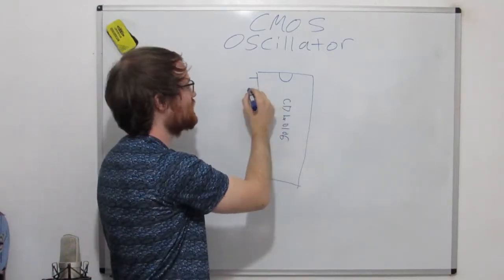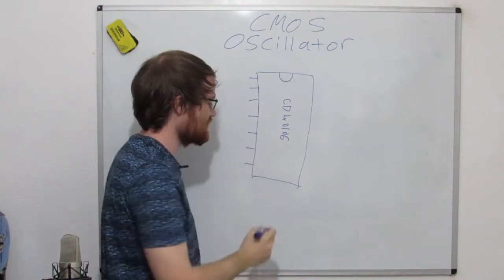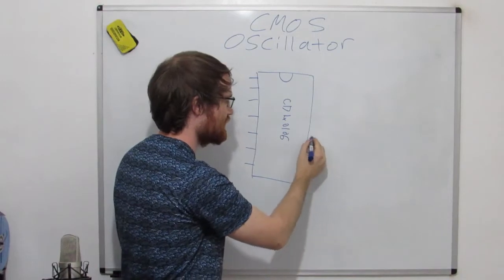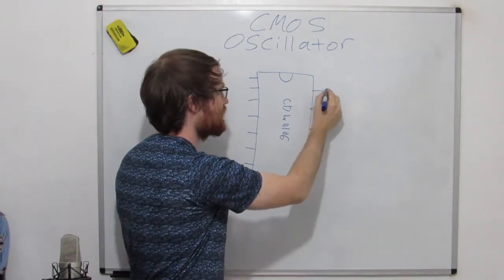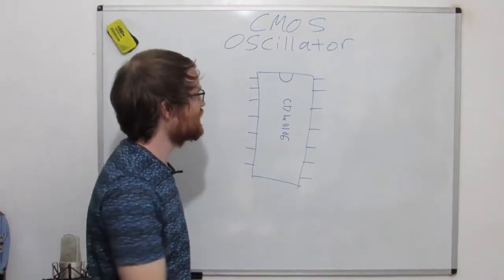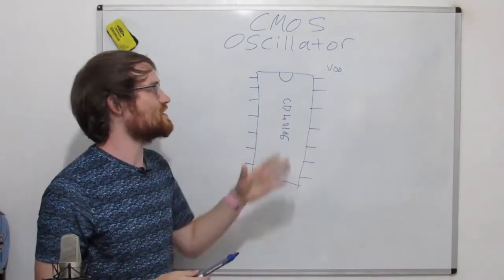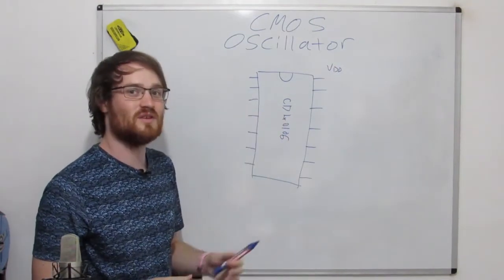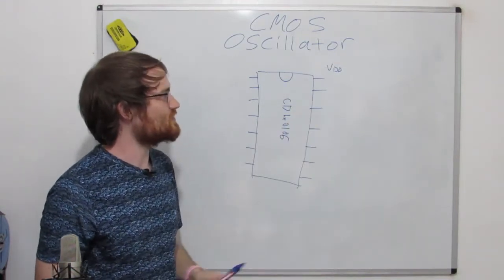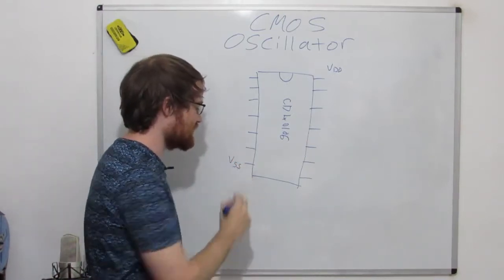So this is pin one, this is pin two, three, four, five, six, seven, and then we go round this way to 8, 9, 10, 11, 12, 13, 14. So it's a 14 pin chip, probably should have said that at the start. This pin here is power. So we're going to be VDD, which is basically where we're going to use 9 volts so that you can use a 9 volt battery. But you'd put the positive end of your 9 volt battery here and the negative end here, which is going to be called VSS on the data sheet.